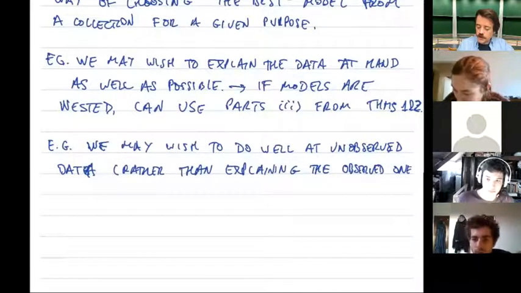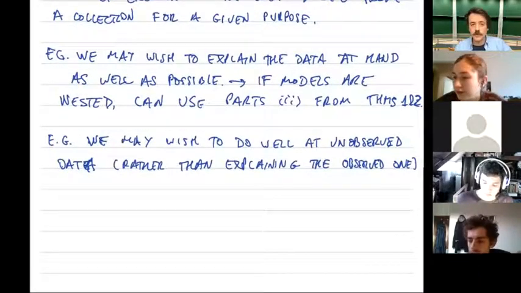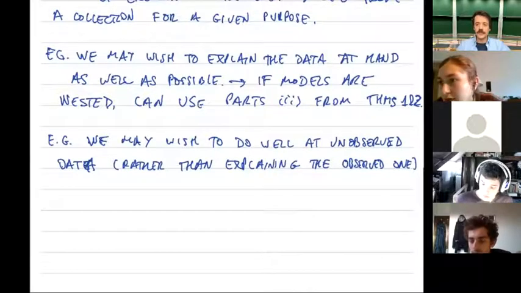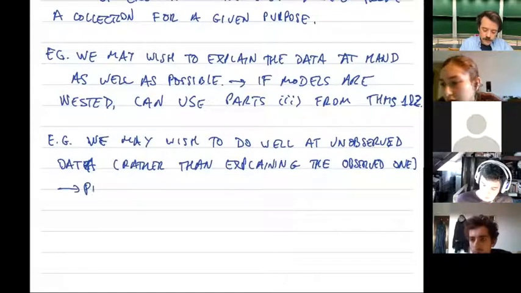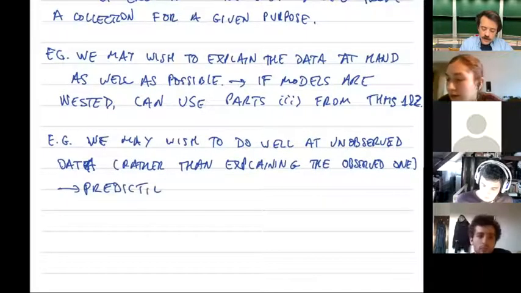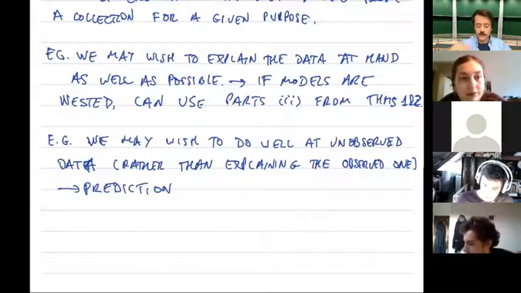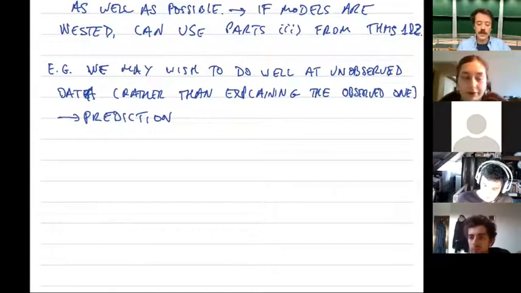Of course, the observed data is going to help us in some way, but the purpose is not really focusing on the observed one, but rather on the one that we haven't seen. So this is essentially prediction. As in, we wish to use the data in such a way that rather than trying to explain it, we're just trying to be good at predicting what's going to happen in data that we haven't seen.